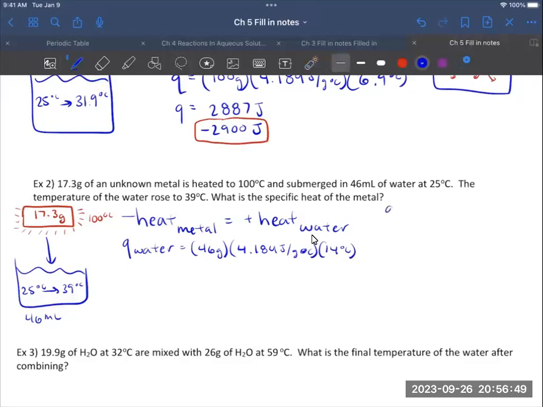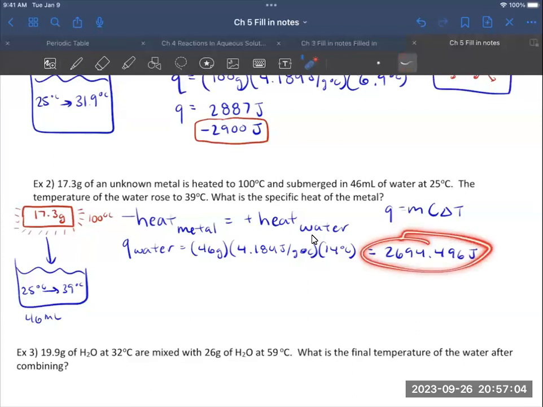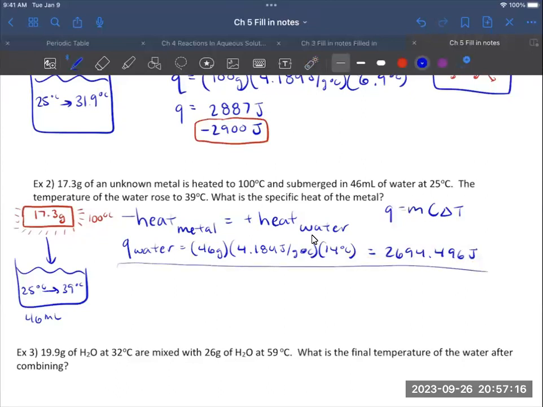Again, if you're confused, I'm plugging into Q equals mcΔT, that formula. Okay. So crunching that out, I get an answer of 2694.496 joules. So this is the heat that was absorbed by the water from the metal. Okay, so that also means that this is the heat that was lost by the metal. So now we can figure out the metal information. So the heat that was lost by the metal is negative 2694.496 joules.